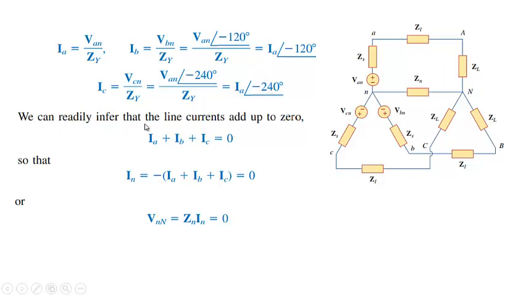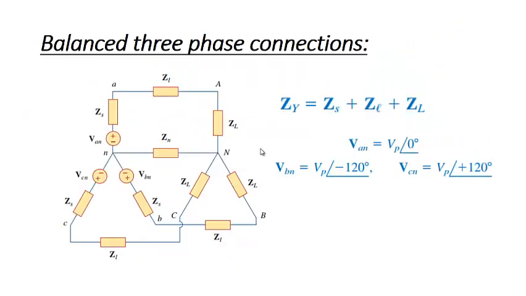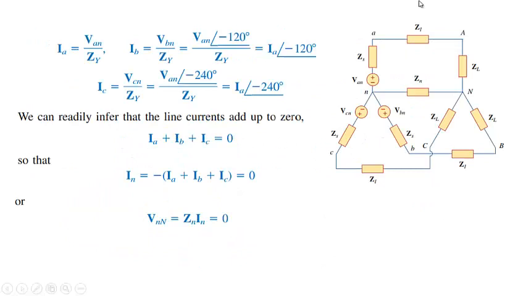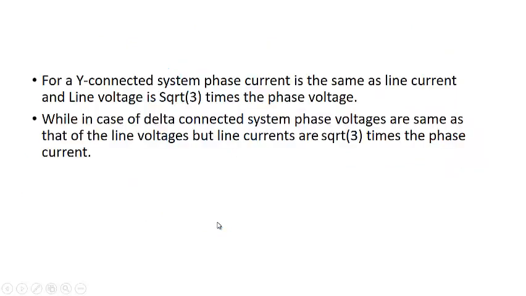We can readily see that the line currents add up to 0. When they add up to 0, the current through the neutral will be equal to 0, and the voltage across the neutral, which is equal to IN into ZN, will also be equal to 0. So IN, which is equal to IA plus IB plus IC, is also equal to 0. I have not shown it over here. This is IA, this is IB, this is IC, and this will be IN. So in that case, this comes out to be equal to 0 in a balanced system.